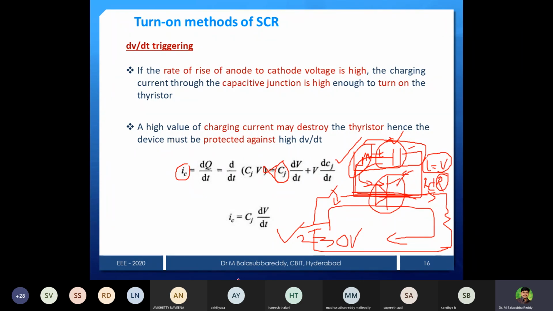That's all. By making use of a snubber circuit, we can prevent the dV by dt triggering. This is the explanation behind it. To prevent dV by dt triggering, we make use of a snubber circuit. What is the snubber circuit? A series combination of resistance and capacitor connected in parallel with the device. That we call a snubber circuit.